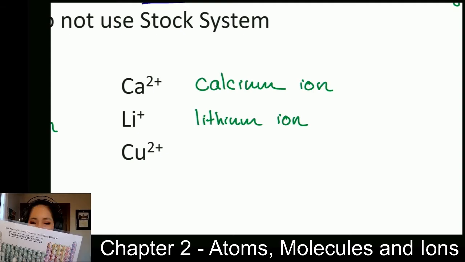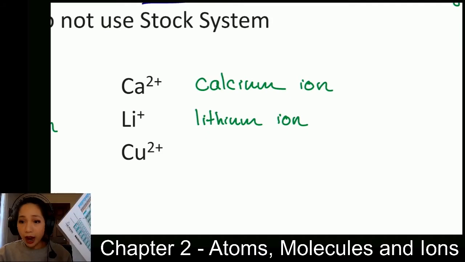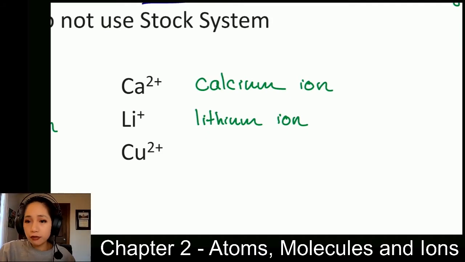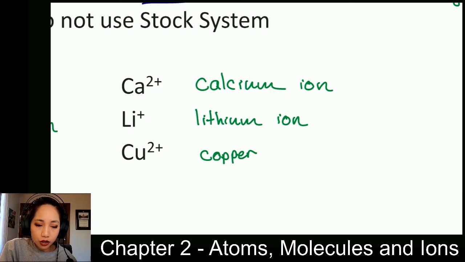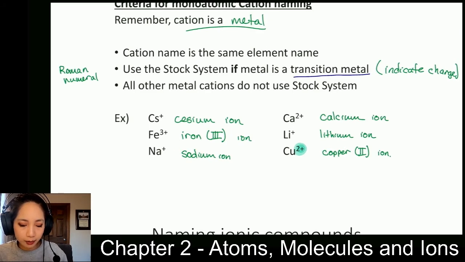And then copper. Copper is a transition metal. It's right here. So we do have to use the stock system to differentiate it from another charge. So this will be copper, and let's indicate the charge. In this case, it's 2 plus, so this is copper(II) ion. The main focus here is that all cation naming is just the name of the element. There's just a special step you need to use if that metal is a transition metal. Then you have to use the stock system to indicate that charge. Okay, let's keep going.